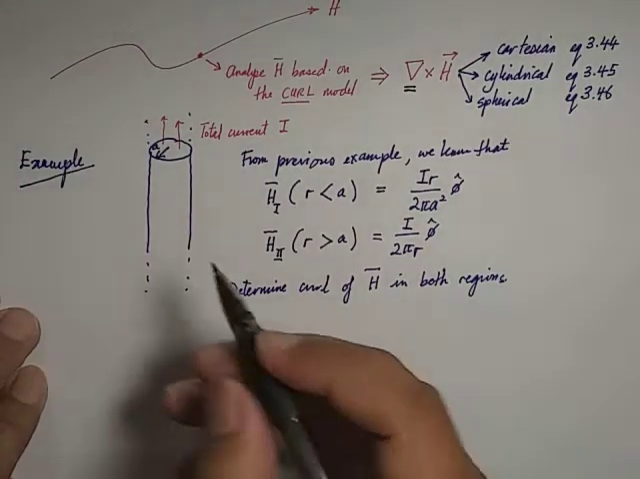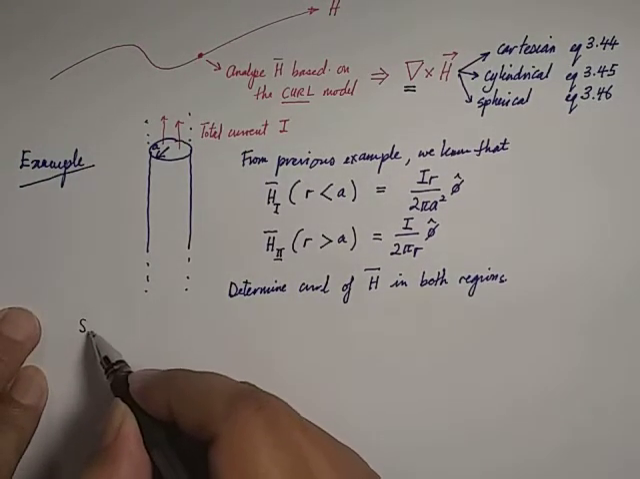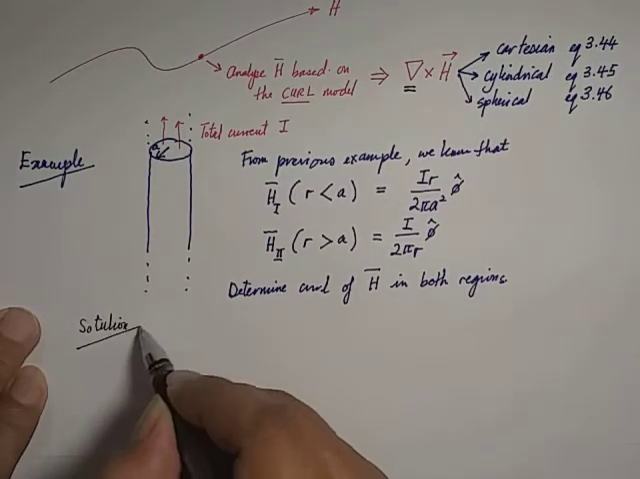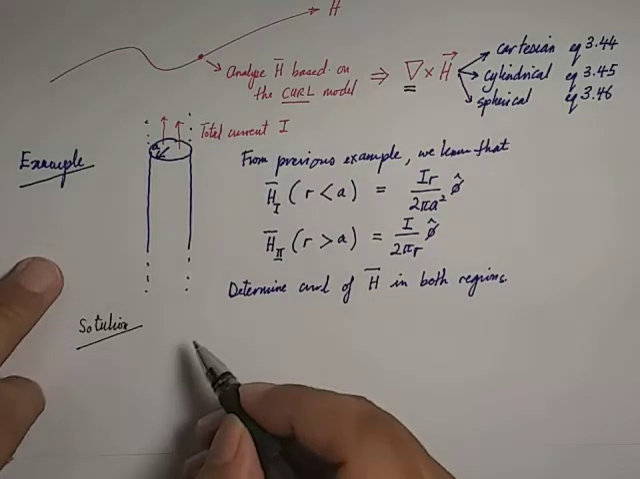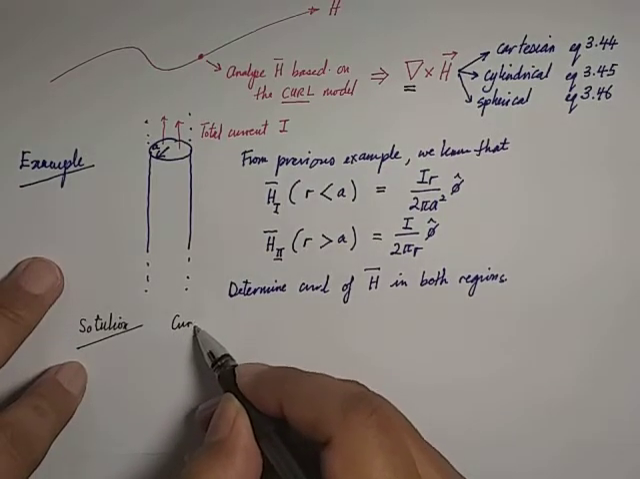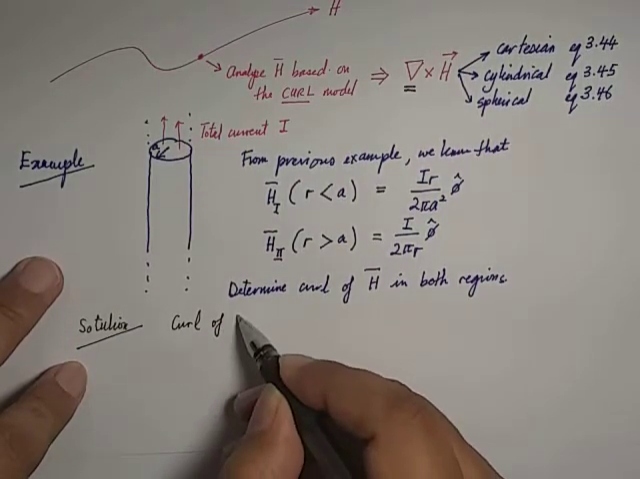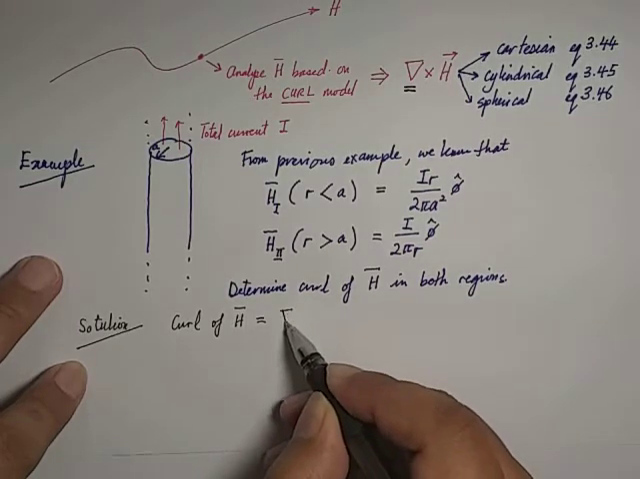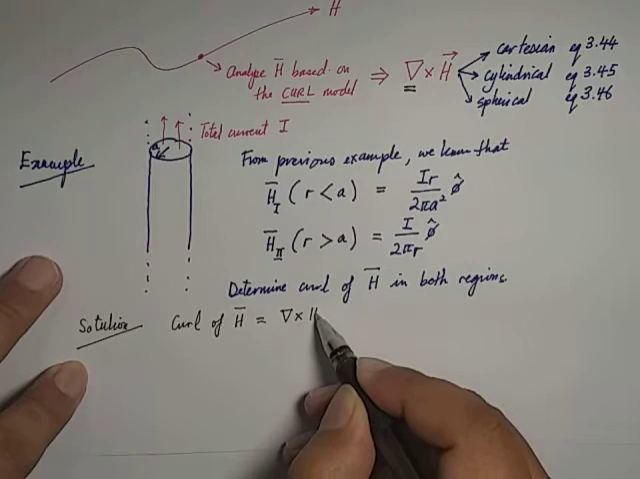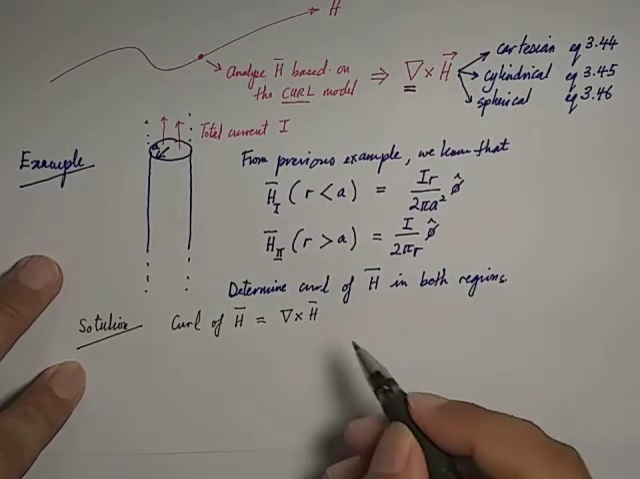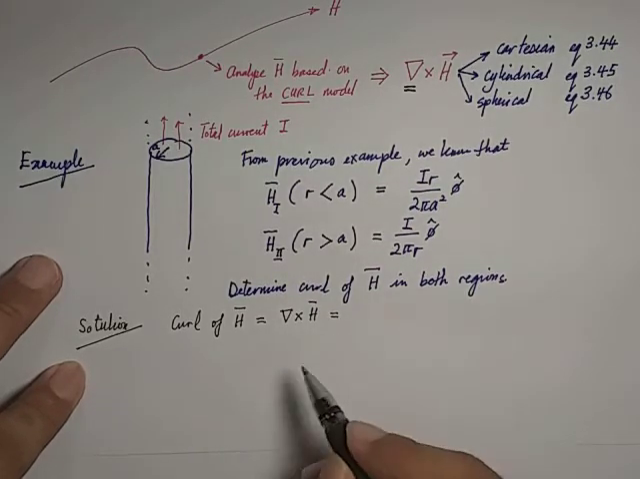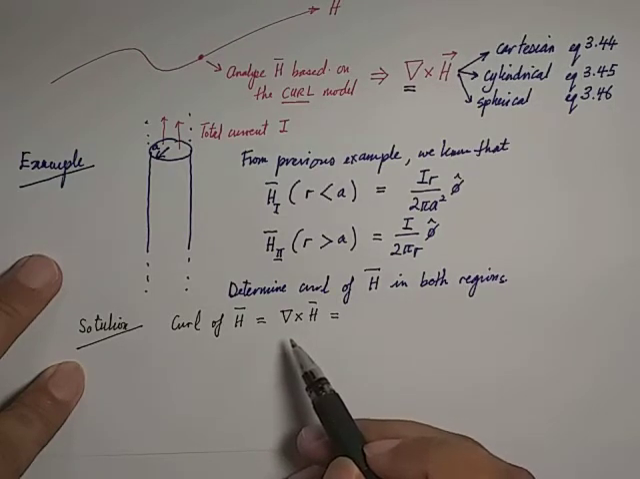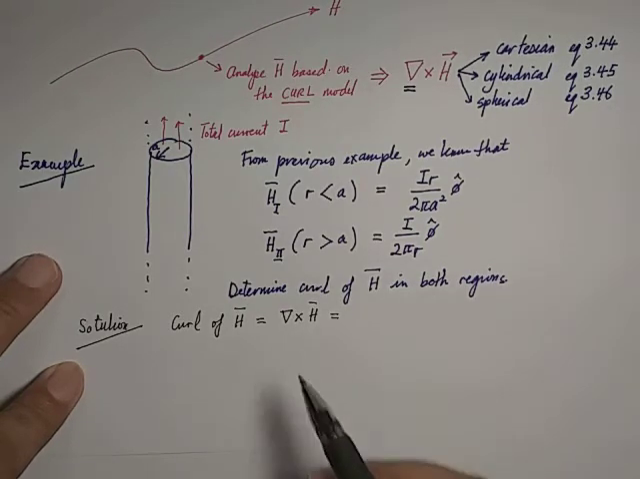Okay, the solution now. Okay, curl of H in terms of equation is equal to this formula, correct? So now the way we're going to solve this formula, as mentioned before, we must refer to the appropriate table.